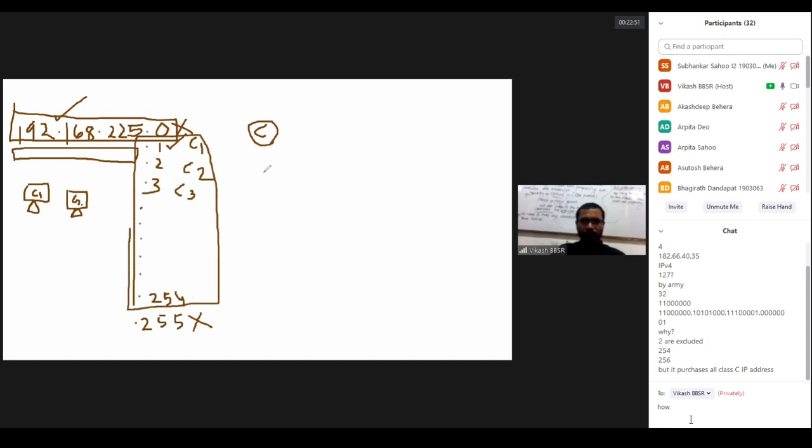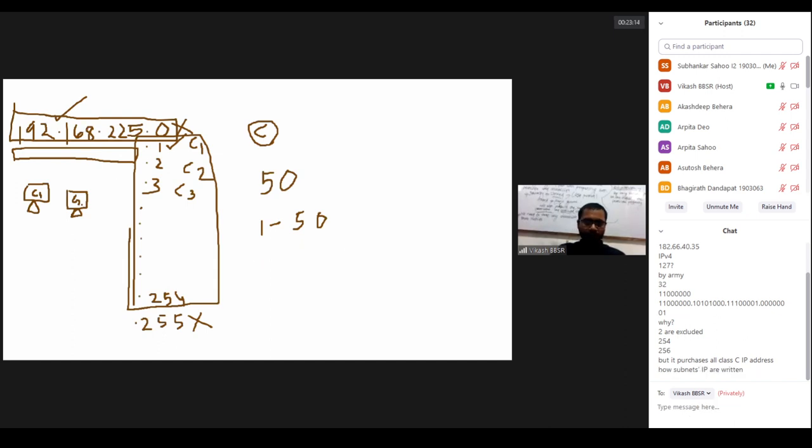Suppose in your college only 50 computers are there. So how many IP addresses will you use? 1 to 50. The rest are wastage. Remember, the rest are wastage. And once you purchase this IP address, others cannot purchase it.